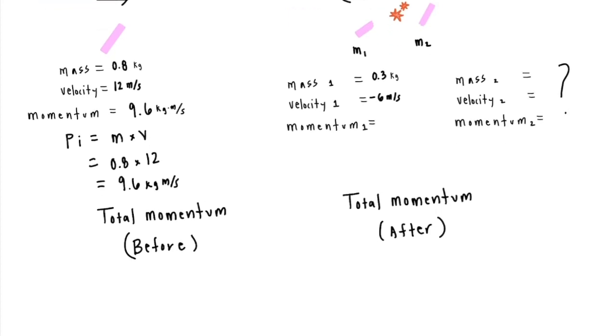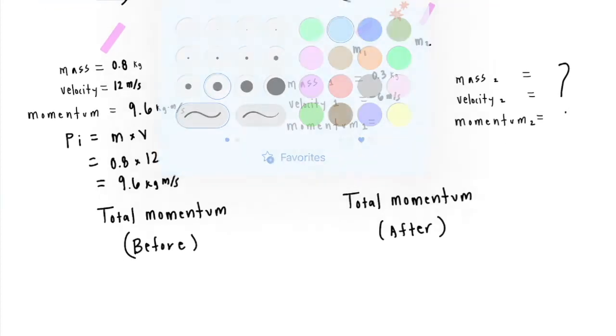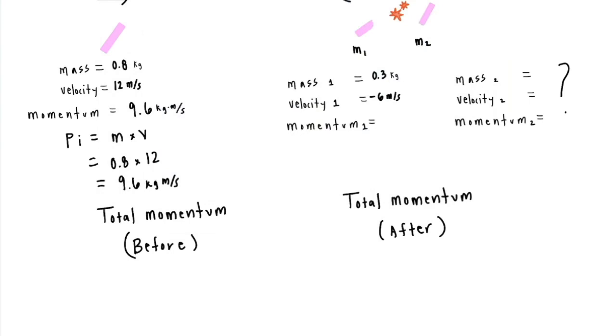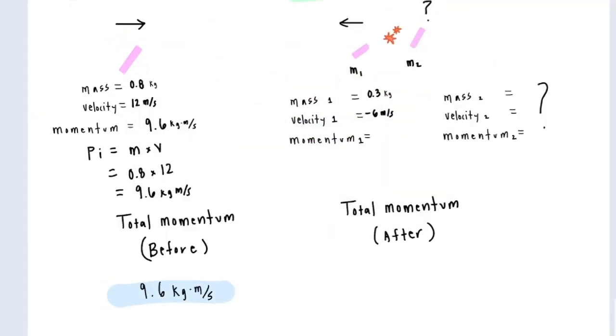All right, so our total momentum before, I'll just rewrite it down here. So 9.6. Yeah, I draw my numbers so far apart. Let me try that again. It still looks super far apart. Kilograms times meters per second. And this is our total momentum before the explosion.